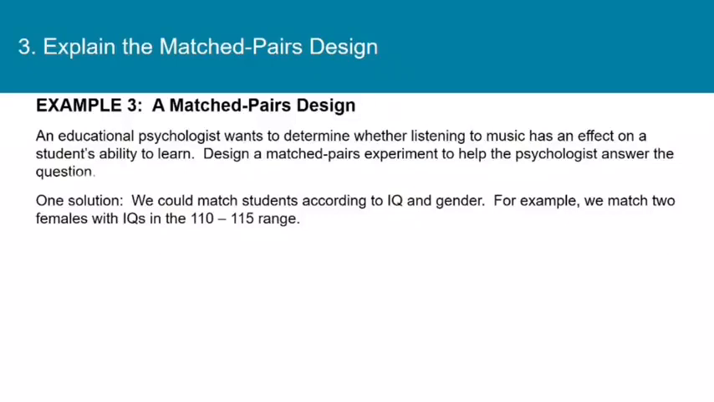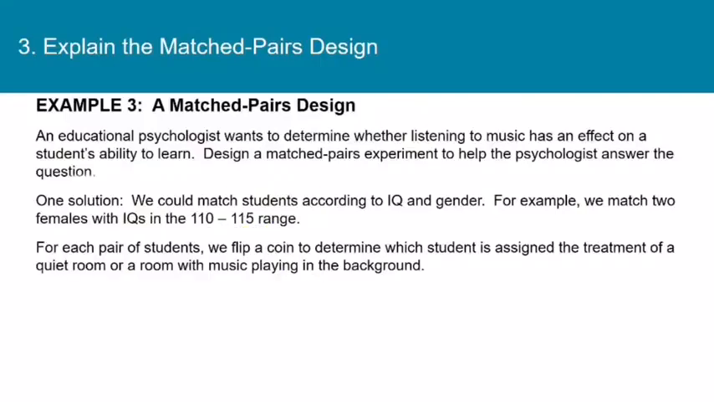Okay, so one solution is, and this is not the only way to do it, that we could match students according to IQ and gender. For example, we match 2 females with IQs in the 110 to 115 range. And then for each pair of students, we flip a coin to determine which student is assigned the treatment of a quiet room or a room with music playing in the background.